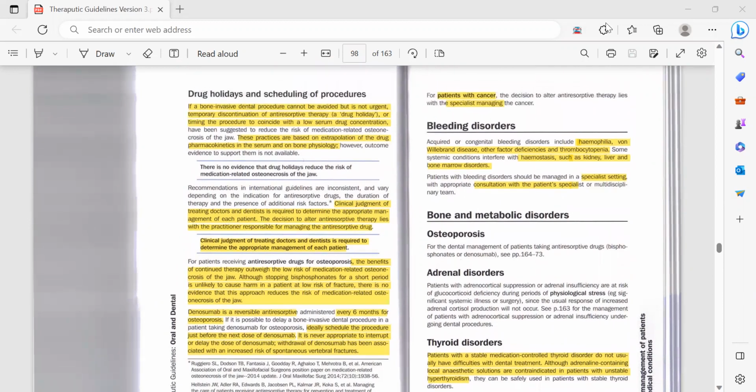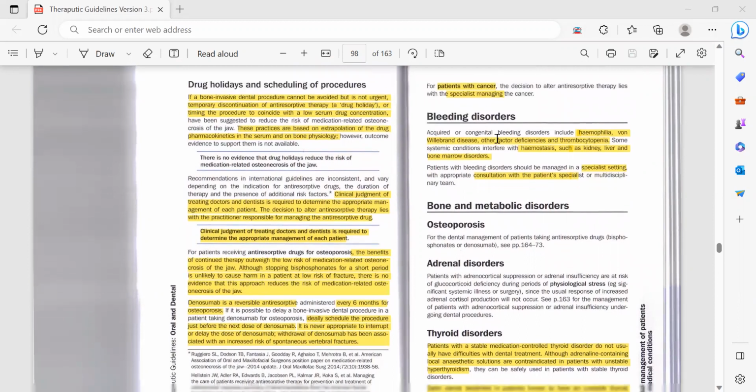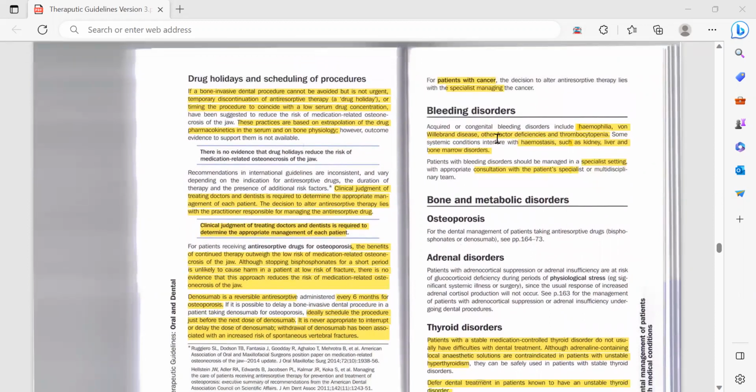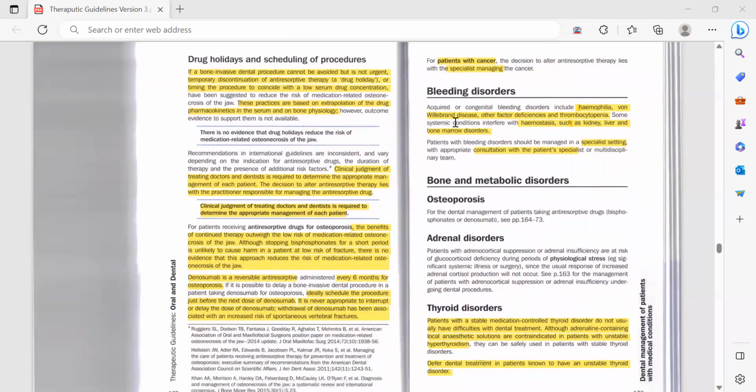All right. So we need to start from this topic here, which is the bleeding disorders. If your patient has any kind of bleeding disorder, either acquired or congenital, including hemophilia, von Willebrand's disease, or other factor deficiencies, and thrombocytopenia. Some systemic conditions interfere with hemostasis, such as kidney, liver, and bone marrow disorders.